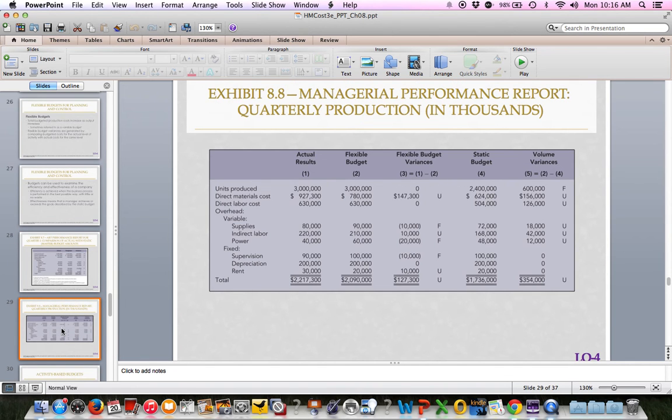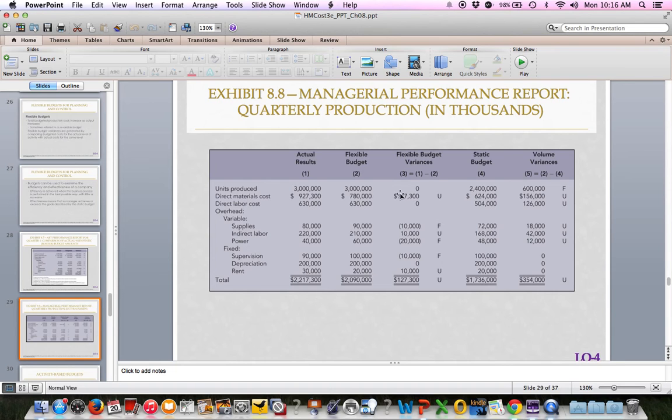So what's more useful is to look at it from this perspective, and this is on page 409. Okay, here's my actual, 3 million. That's what I really sold. My static is way over here, what we looked at previously. But now what I do is I say, okay, let's build a flex budget based on 3 million units produced. So what would my direct materials be, my labor, all those things be based on that level of output? Okay, that gives me a much better meaning in terms of efficiencies.